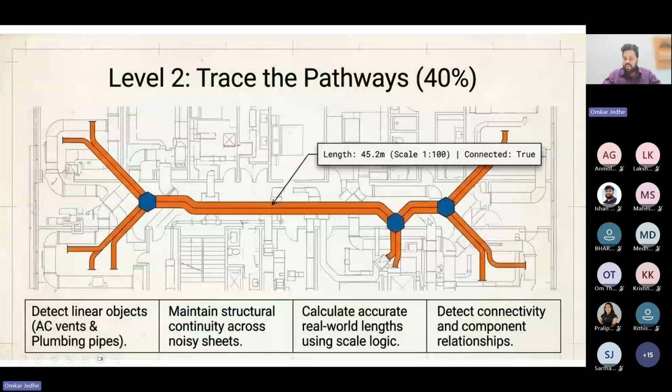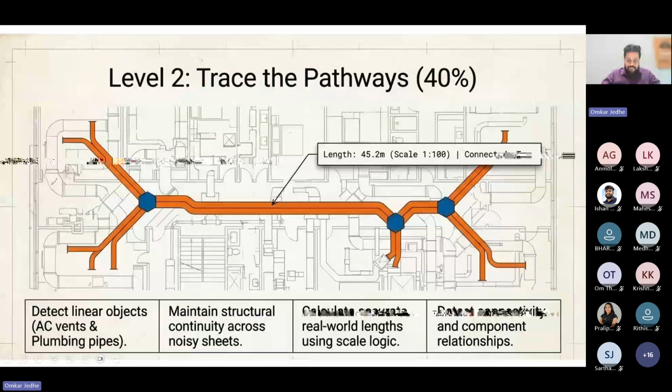Maybe if on the sheet I just measure it, it could be like 10 centimeters. But what does that scale look like when it comes to meters? And what would be the real length of it on the site? So you have to calculate the accurate real-world length using scale logic and detect the connectivity and component relationships. So where it is connected and what the component relationships are. We need to identify that.